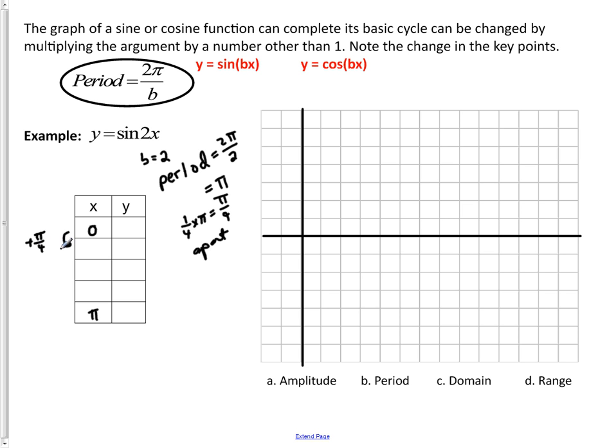So 0 plus pi over 4, that's pi over 4. If we take pi over 4 plus pi over 4 again, we're going to get pi over 2. If we take pi over 2 plus pi over 4, we're going to get 3 pi over 4. And finally, if we take pi over 4 and add it to 3 pi over 4, we get pi, which is the end of our period here. Well, that's good, because now we can map out those key points along our x-axis as we would have before.